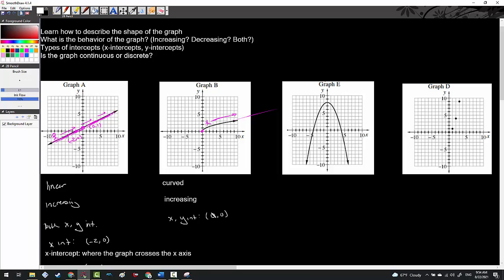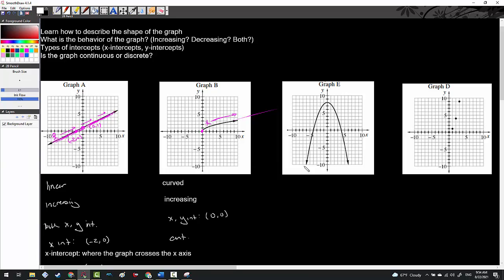So when that happens, you can kind of shortcut that and say that you have x and y intercepts at the same spot. And then is the graph continuous or discrete? It's definitely continuous. There's no gaps on this graph here, and it's not made up of a bunch of solitary points.